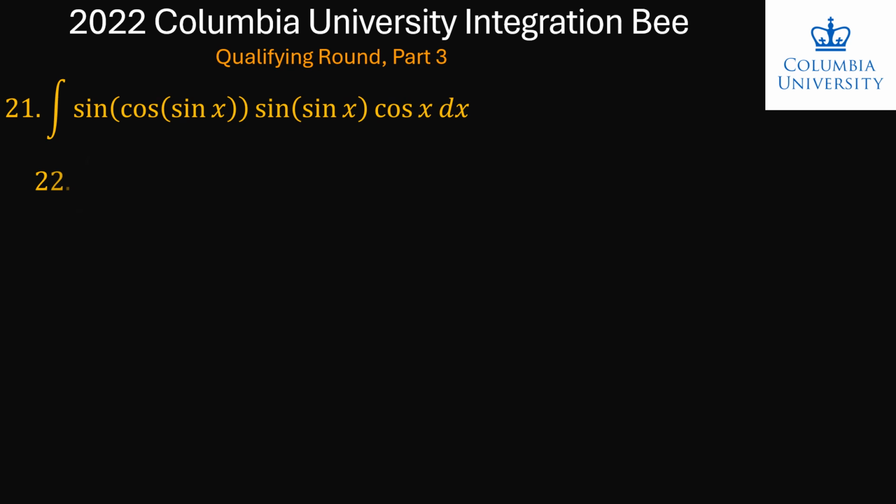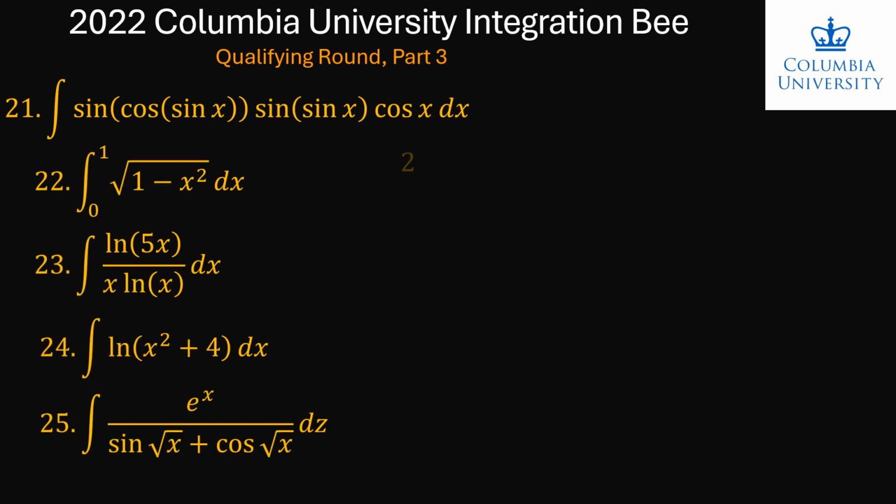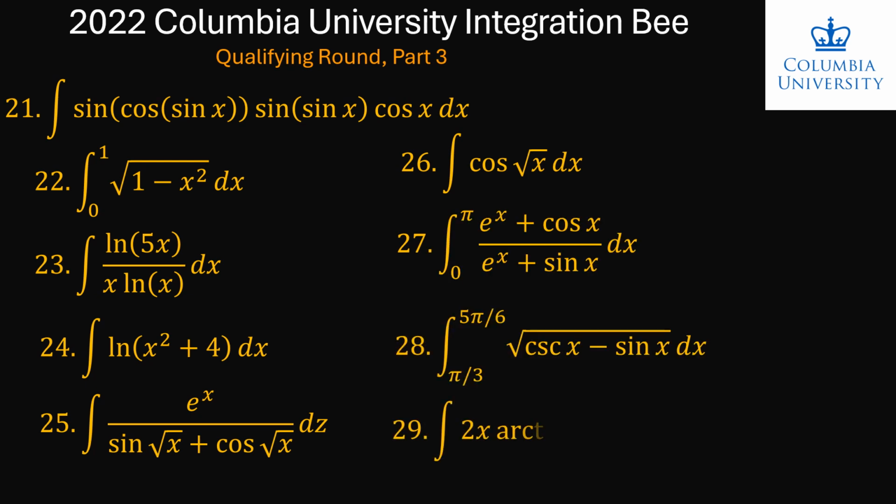Welcome to Everyday Mathematics. Today we are still on the 2022 Columbia University Integration B qualifying round, and we're shifting forward to part 3 of the session. We'll be looking at problem number 21 in that series, problem number 22, problem number 23, problem number 24, 25, 26, 27, 28, and 29. So without much ado, we'll move forward to solving this problem.